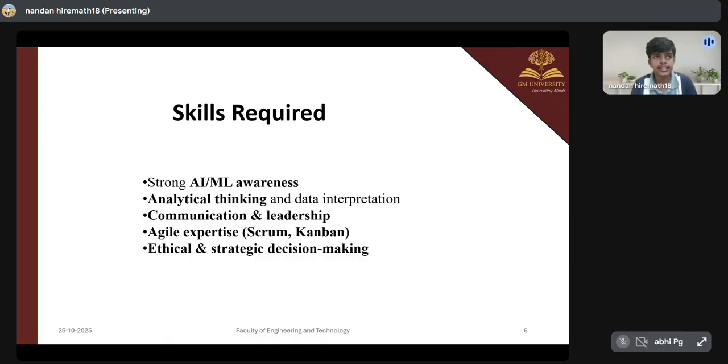And the skills required, what are the skills required for the model development? We have strong AI/ML awareness, where we use the AI/ML models, and analytical thinking and data interpretation. This is the main thing, where the data must be used and what the data must be used must be known. And the communication and leadership, this is the main role where we have communication skill to develop the model and explain what the advantages and disadvantages are, and mainly the leadership quality we need. And the agile expertise, Scrum and Kanban, these are the methods used in agile. Ethical and strategic decision making, these are the skills required.